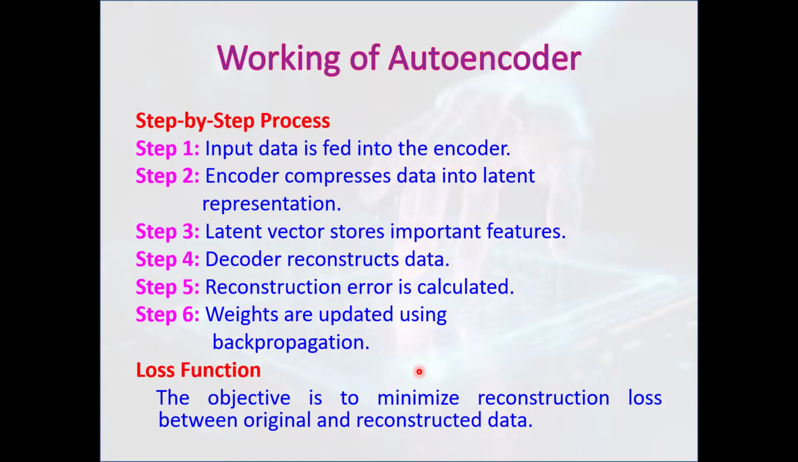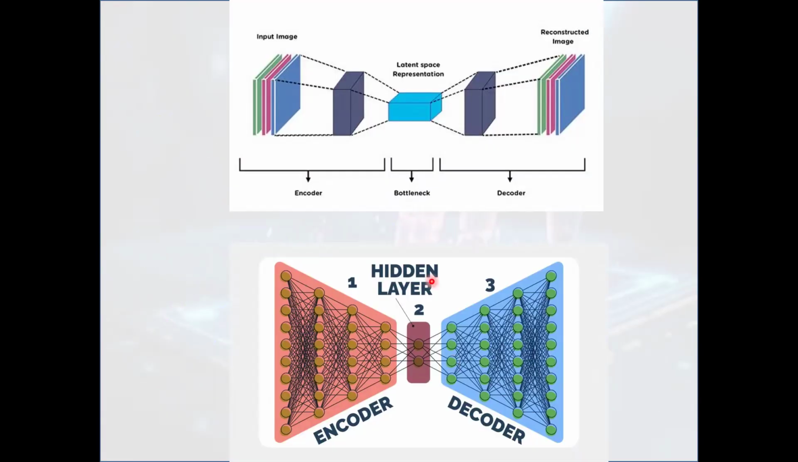Reconstruction error is also calculated. How? The reconstructed output is compared with the original input to measure the reconstruction error. Suppose if I am sending 5 here, I should get 5. If I am not getting 5, instead getting 4.5, what is the error? 5 minus 4.5, 0.5 is the error. So like that, we are going to calculate the error.